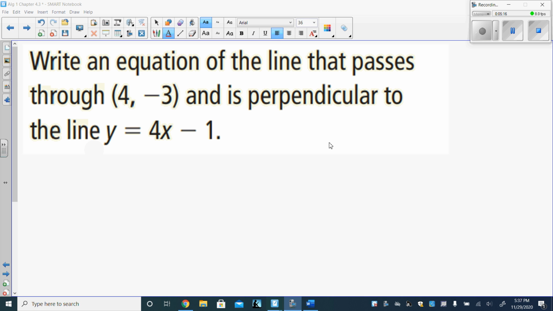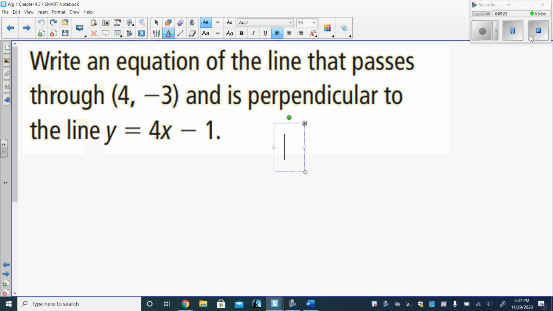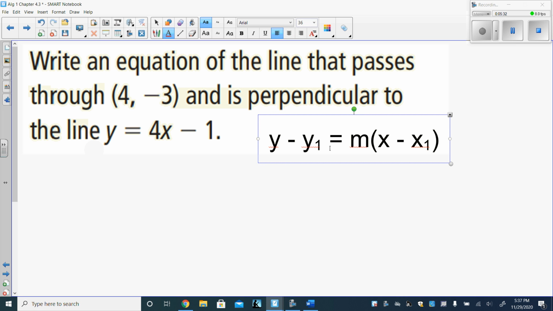All right, guys, so we're going to look at another example of this here. We want to write the equation of the line that passes through the point 4, negative 3 and is perpendicular to the line y equals 4x minus 1. Now, one of the things that we're going to need is our slope, or point slope form, this here.